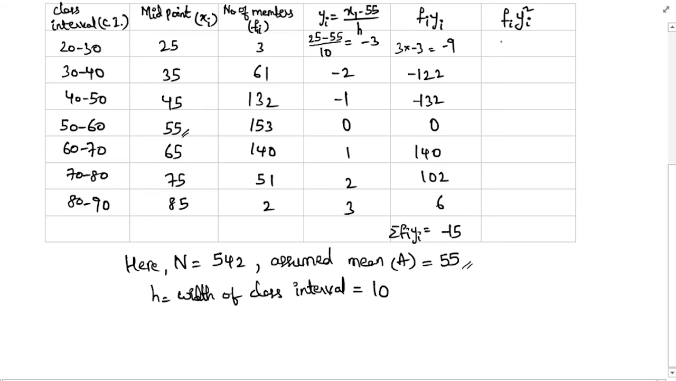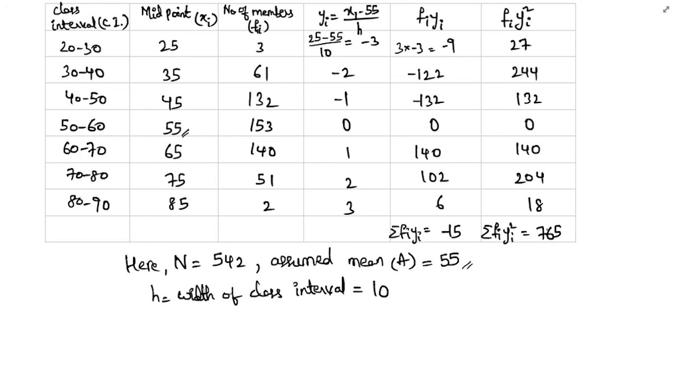Okay, and now here, this is 3 into 9 square, that is equal to 27. Okay, so this is 244, this is 132, this is 0, 140, 204 and 18. Okay, and the summation of this is equal to 765. Okay, so now we have to calculate mean and variance.